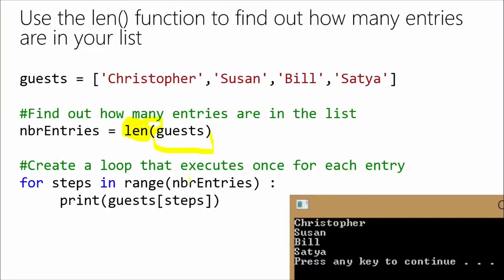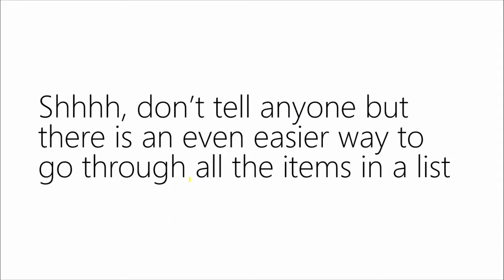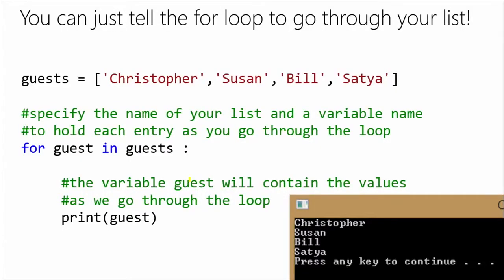Now, if we go back to the slides, though, don't tell anyone, but there's actually a really, really easy way to go through all the items in a list. It's such a common thing we have to do in code. If you're working with lists, I can almost guarantee in your code you're going to end up having code that says, for every value in the list, do this. It happens all the time. So they have a special loop, which is for every value in the list, do this.